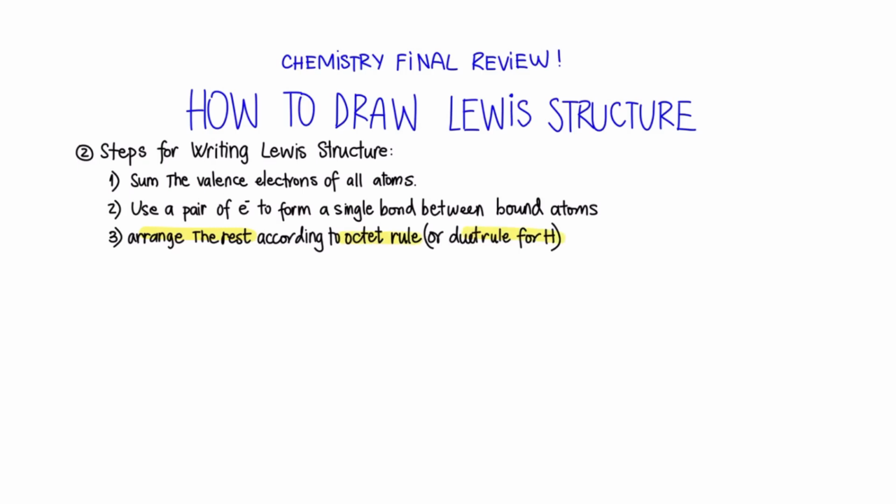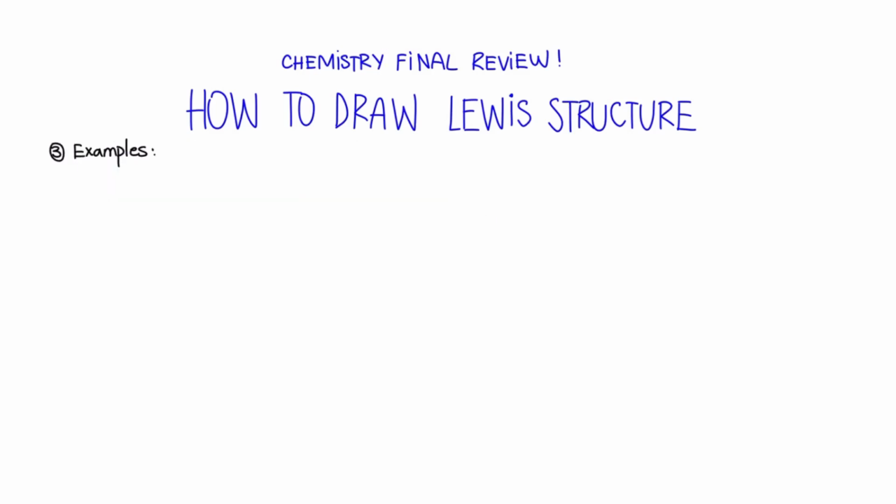for hydrogen. The octet rule says that all atoms in a Lewis structure need to have 8 valence electrons surrounding them, and the duet rule is only applied to hydrogen, and it says that hydrogen only needs 2 valence electrons surrounding it in a Lewis structure. Now moving on, we're going to look at some examples to see how you can apply those steps.